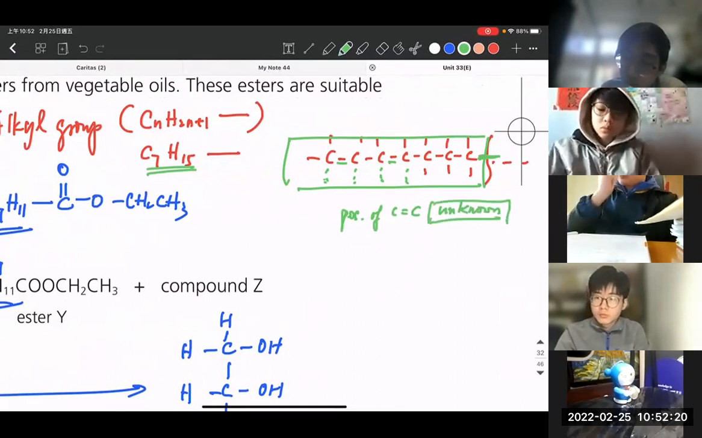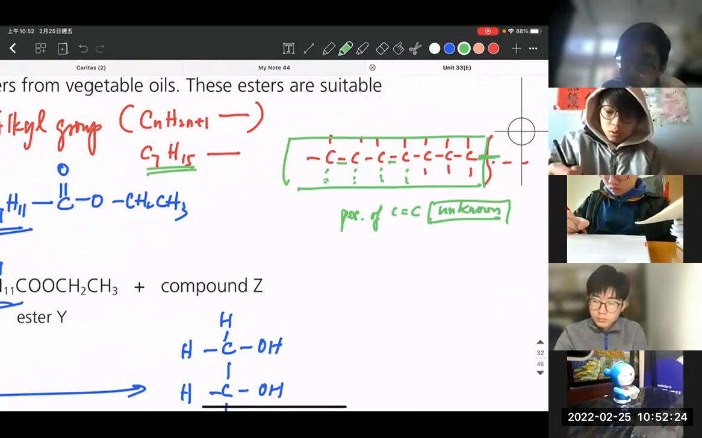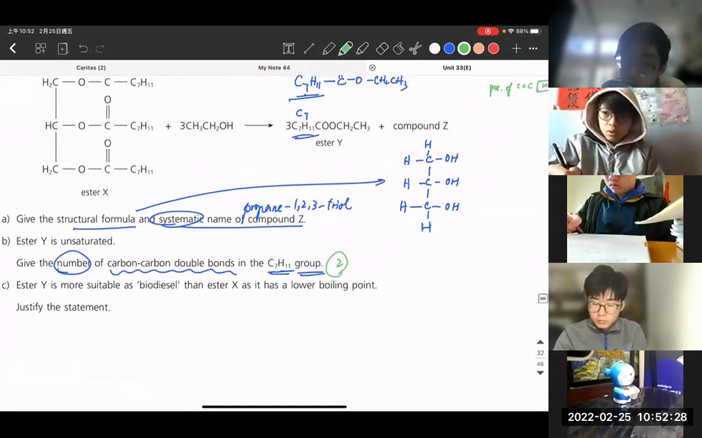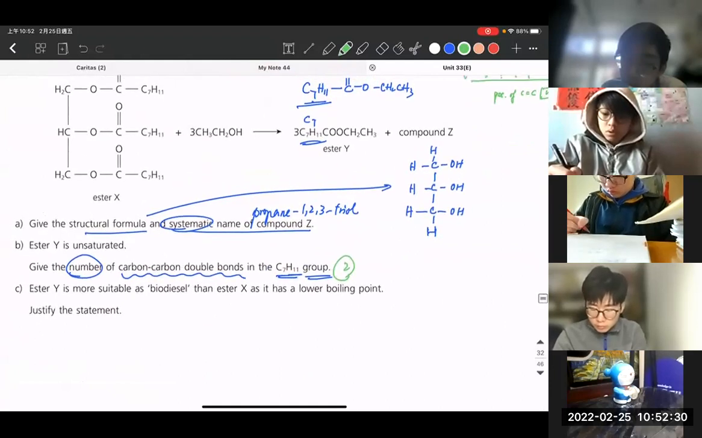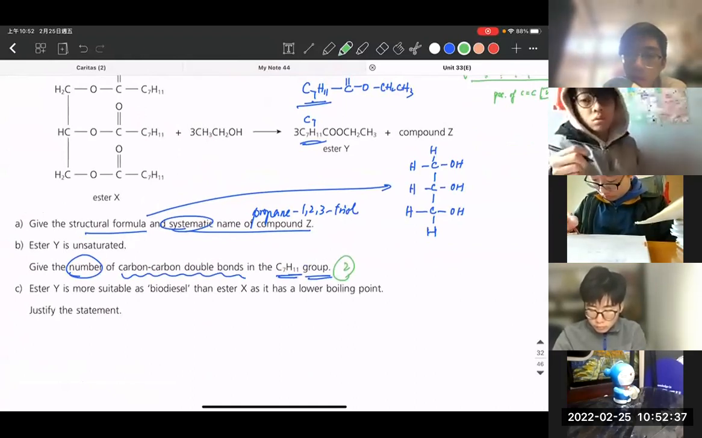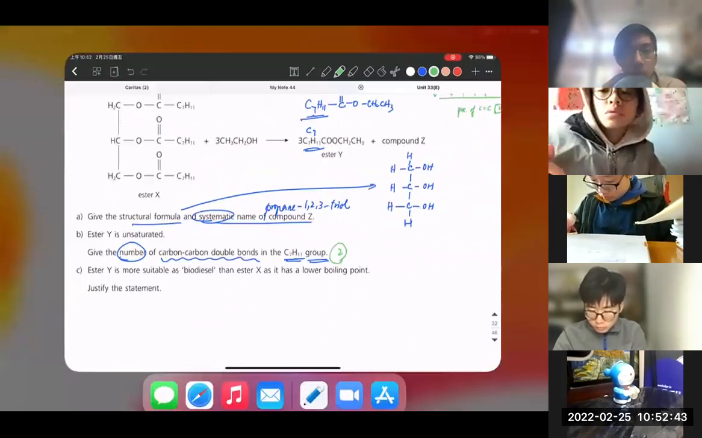I don't know the exact position, so you may have a different combination of that C=C double bond in whatever position. But in the natural scenario, in the naturally occurring fats and oils, now you take a look on this.